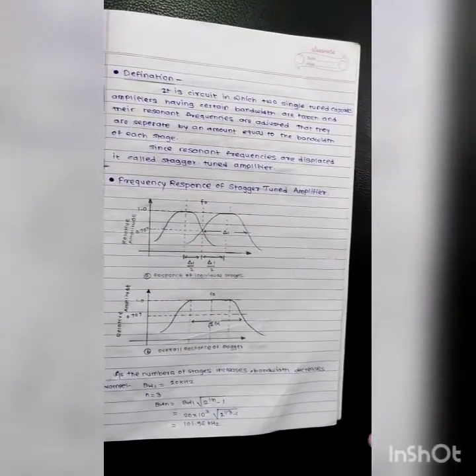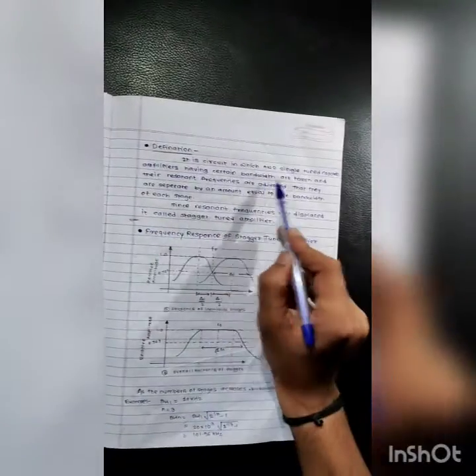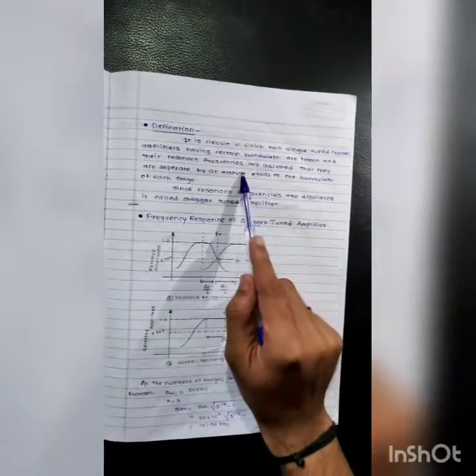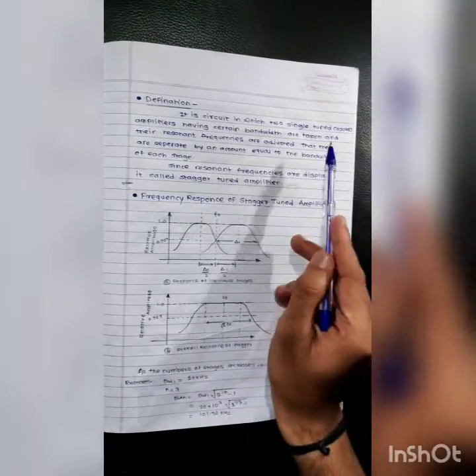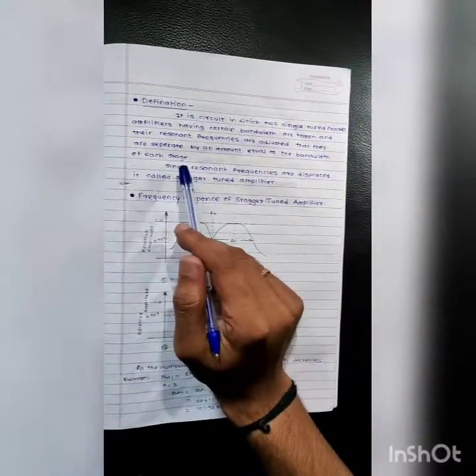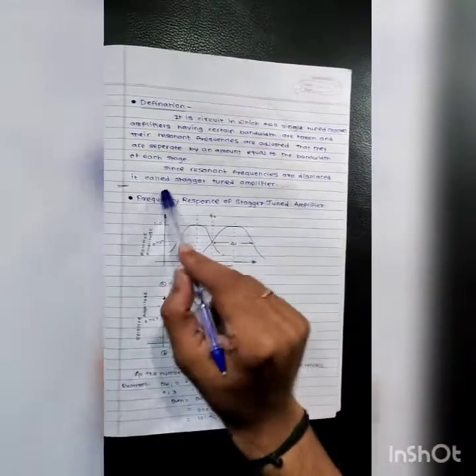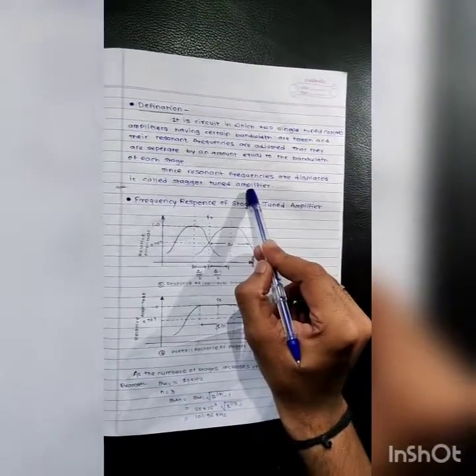It is a circuit in which two single tuned cascade amplifiers having a certain bandwidth are taken, and their resonant frequencies are adjusted so that they are separated by an amount equal to the bandwidth of each stage. Since the resonant frequencies are displaced, it is called a stagger tuned amplifier.